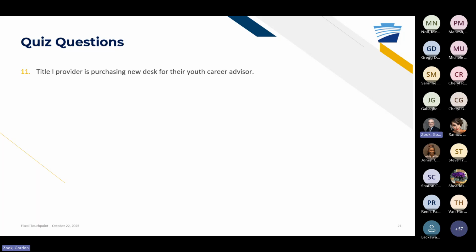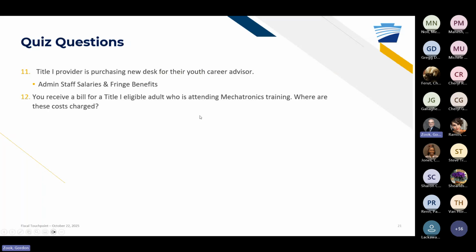Okay, Title I providers purchasing a new desk for their youth career advisor. Okay, yes, admin operational. And I got carried away with my cut and paste yesterday, so I apologize for that, because this again says salaries and fringe benefits. It's not. It's operational expenses. And then finally, you receive a bill for a Title I eligible adult who's attending a mechatronics training. Where are these costs charged?